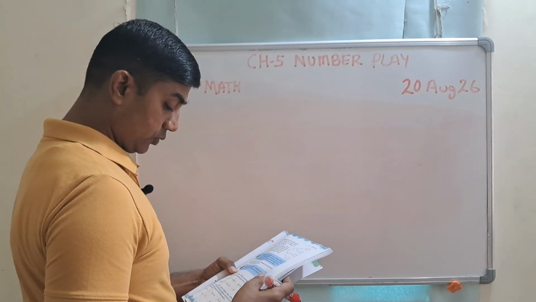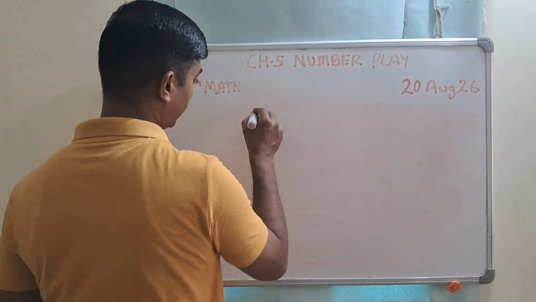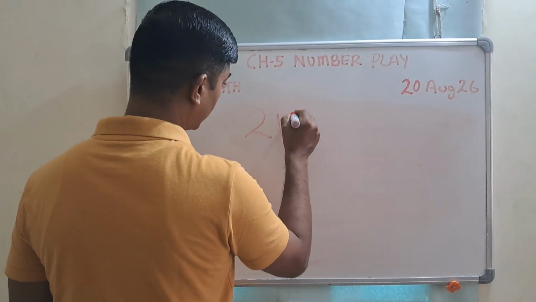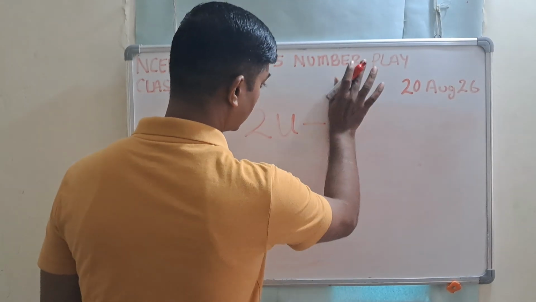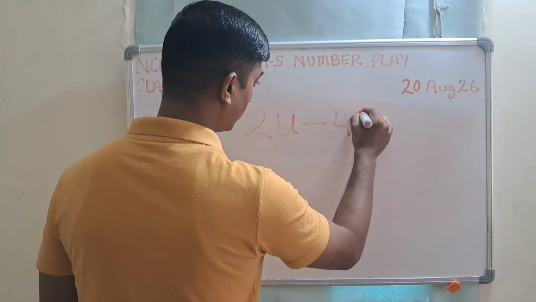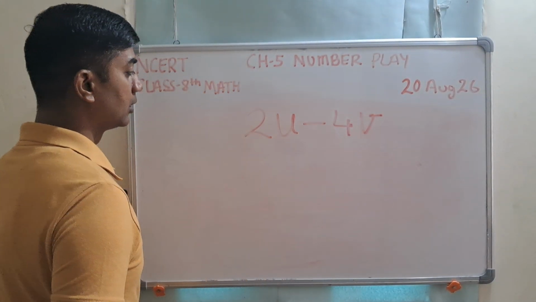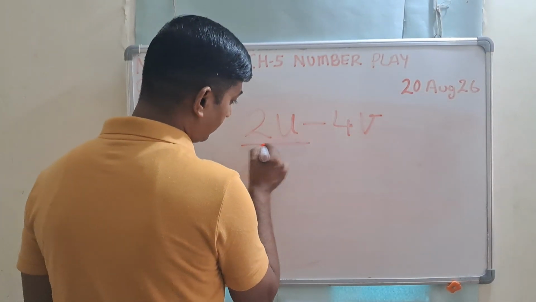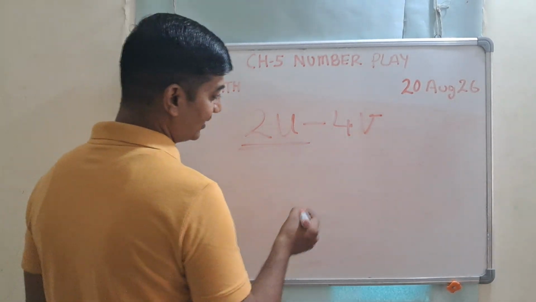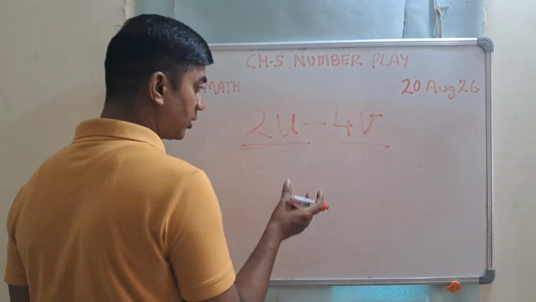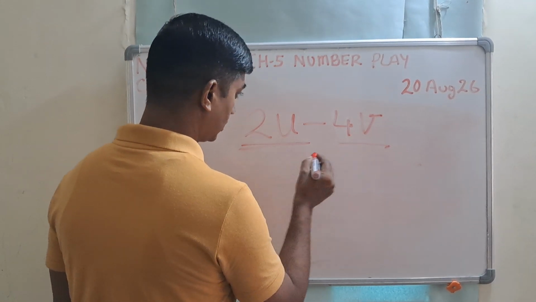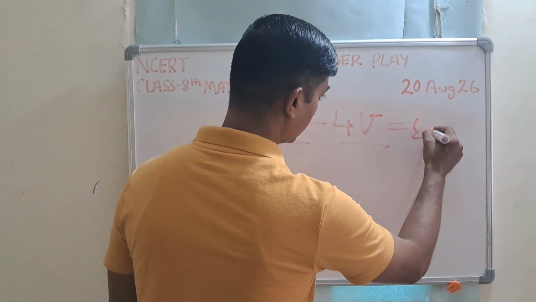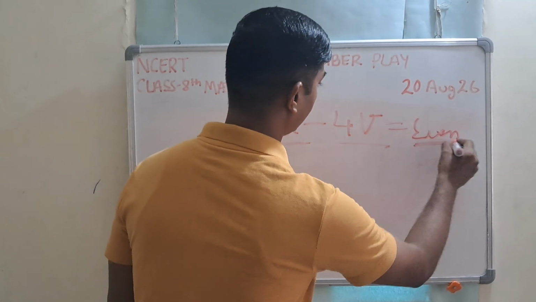Next expression is 2u minus 4v. This is also the same. Now this is an even number, you know, and this is also an even number, and the subtraction of even numbers is always an even number. So the result is even.